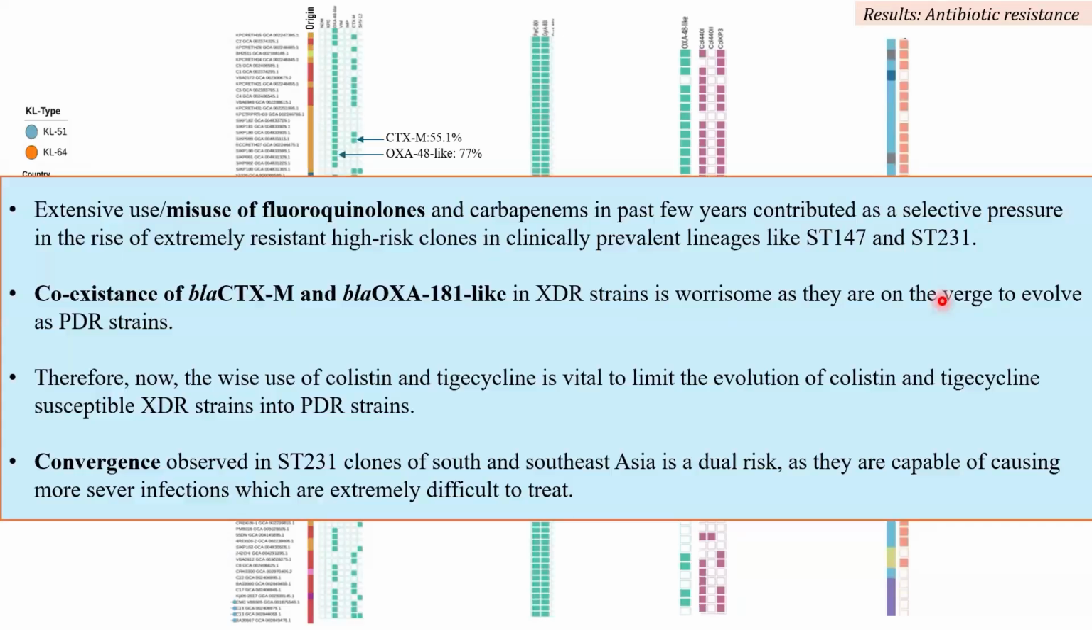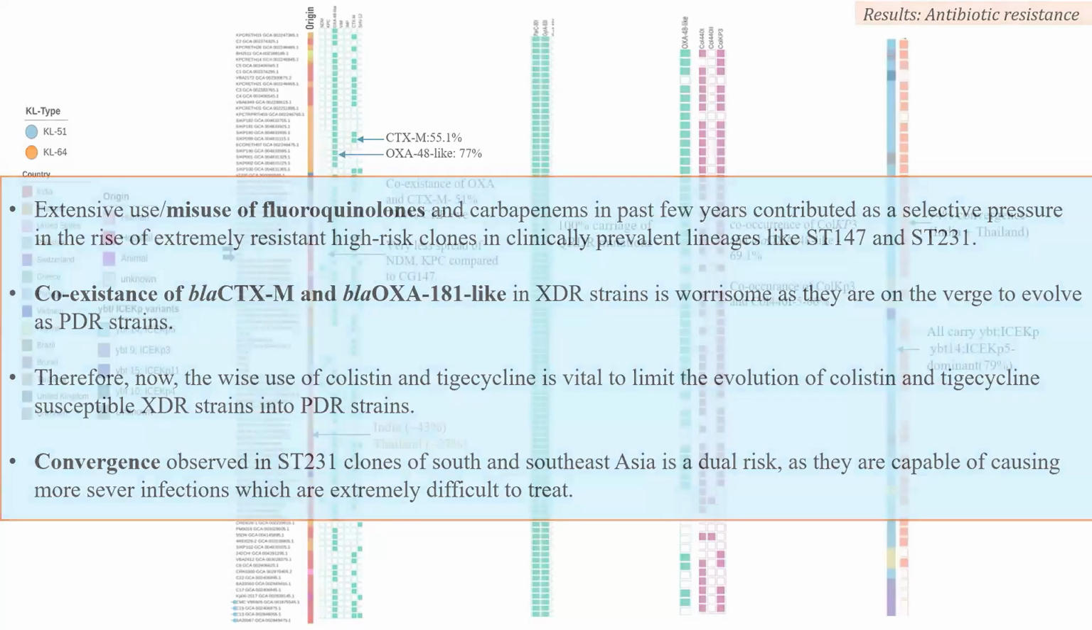So this is another story of ST232, where we believe that extensive misuse of fluoroquinolones and carbapenems in the past few years have contributed to a selective pressure, and therefore both of these lineages, ST147 and 231, are high risk clones in India, and they are actually on the verge of becoming pan-drug resistant. And if a person is continuously giving stresses to these strains, then they can shift to pan-drug resistant any minute. And convergence is observed in ST231 clones of South and Southeast Asia, and that is a dual risk.